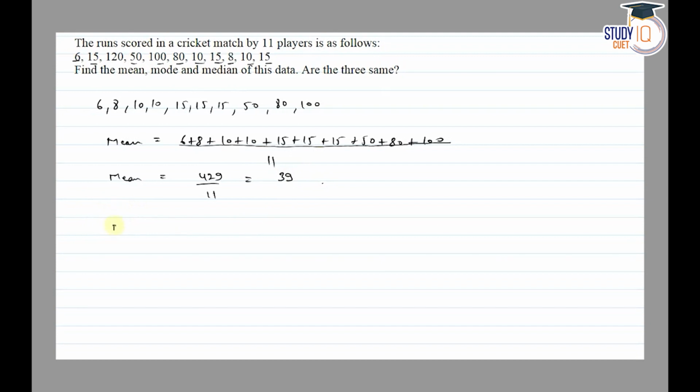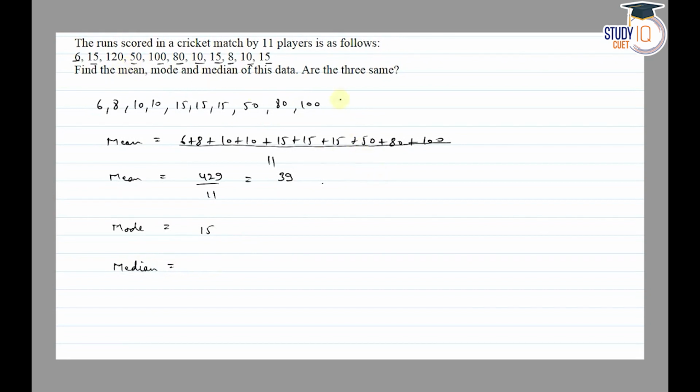And mode is equal to the variable which occurs most frequently. So by observing, the frequency of 15 is 3, which is maximum in the observations. So यहाँ mode हो जाएगा हमारे पास 15.